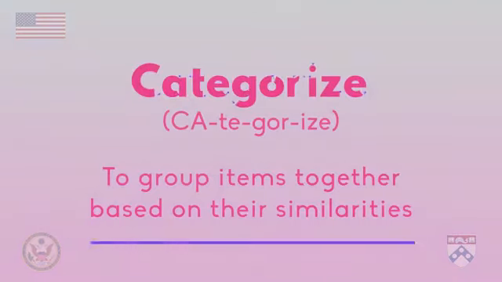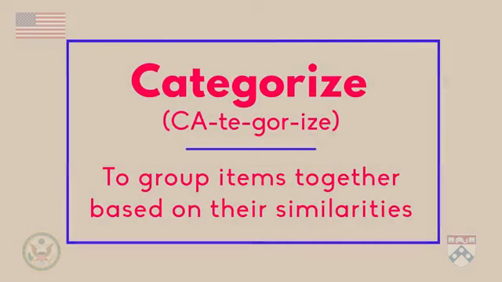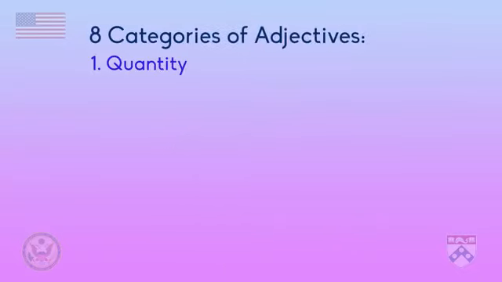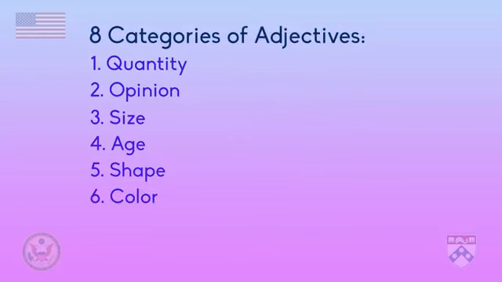We order the adjectives based on how the adjective is categorized. To categorize means to group items together based on their similarities. There are 8 different categories we use to group similar adjectives together. The 8 categories are quantity, opinion, size, age, shape, color, nationality, and material. The category of the adjective is very important when you use more than one adjective to describe a noun. We will give you examples of these categories in a moment.